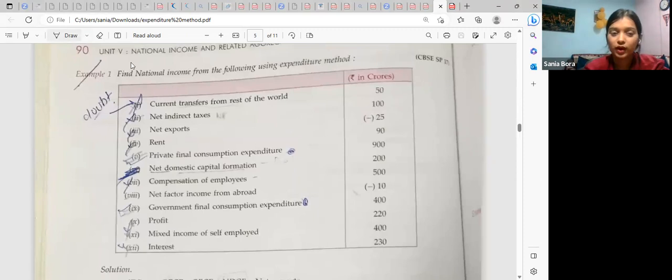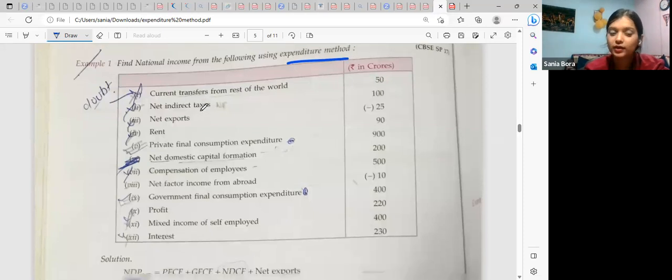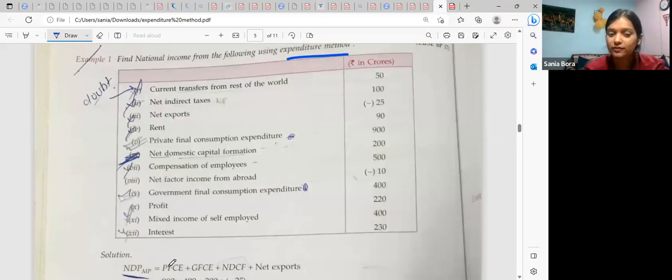Okay, so what you have to find from here is national income using the expenditure method. So what is the formula? You know, PFCE plus GFCE you have to find here, and then NDCF and the net export. Clear? Yes, ma'am.